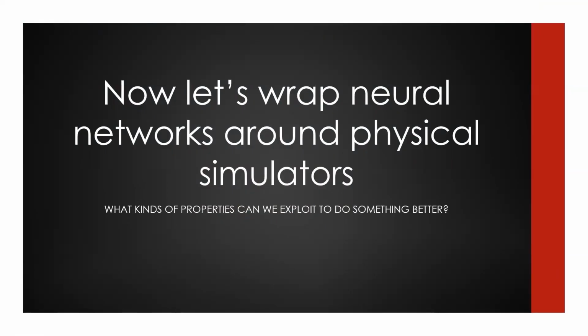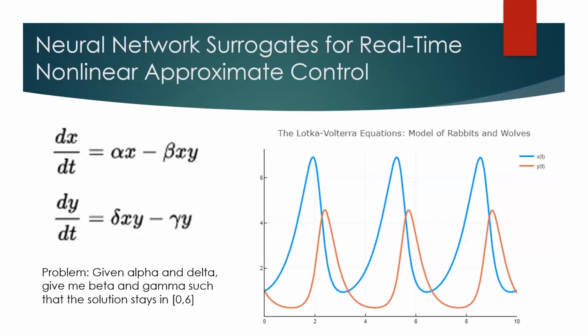Another thing that we've been finding out is that you can utilize neural networks wrapped around physical simulators to turn them into real-time prediction pieces. The way I like to explain this is through the Lotka-Volterra equations once again. Here's a really easy example, right? We have a model of rabbits and wolves, and there are 4 parameters in here, and we ask the question: given a value of alpha and beta, can you tell me a gamma and a delta such that the solution stays within 0 to 6? You can sit down at your computer and say, you give me alpha and beta, and I'll punch in a bunch of numbers and see which one ends up working.